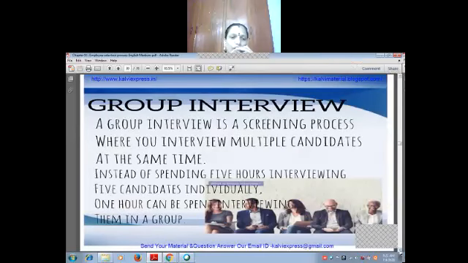Group interview. A group interview is a screening process where you interview multiple candidates at the same time. At the same time, they give many different questions to the people and conduct the interviews. Automatically it saves time, and there is no need to spend more time on one person. That is called a group interview.